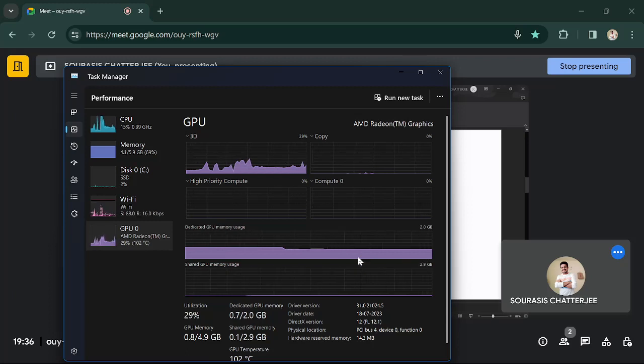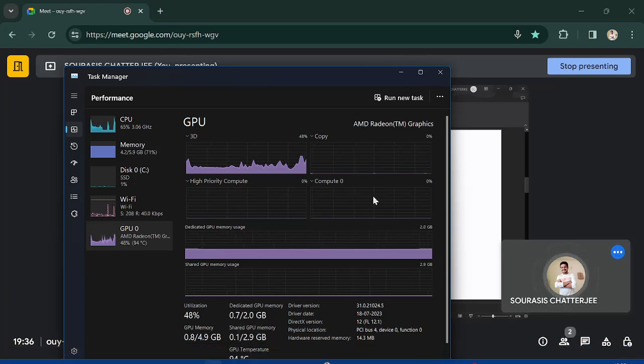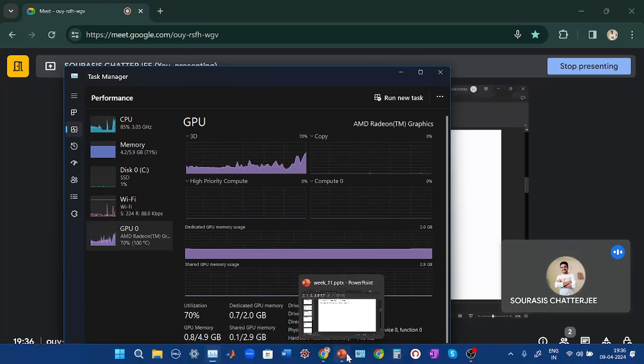Just a minute, it is again hanging. I just don't understand the reason why it is behaving in such manner.